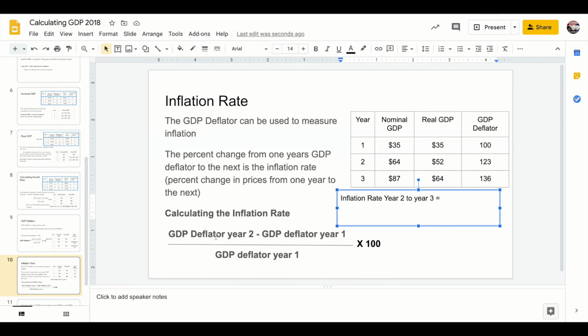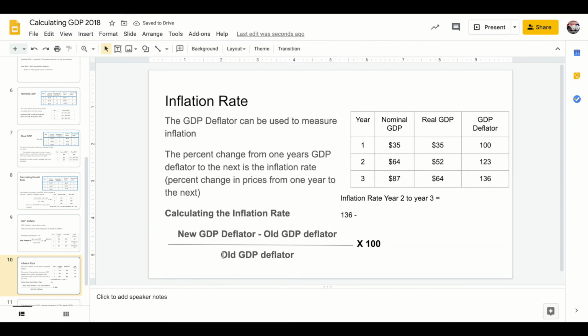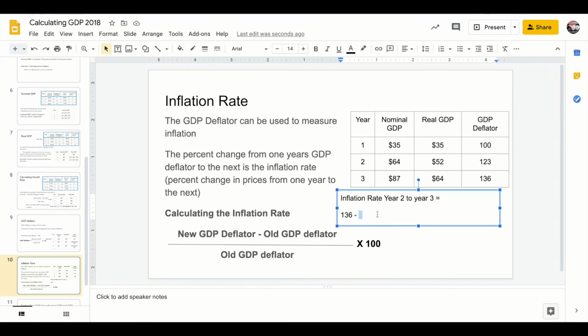So it's the GDP deflator year 2 minus year 1 divided by year 1 times 100. We're going to be looking at the inflation rate, or the percent change in our GDP deflator, from year 2 to year 3. So we're looking at the change in prices from year 2 to year 3. Another way to remember this is new minus old divided by old times 100. And so our new number is the most recent year, so year 3. New is 136 minus old 123 divided by old 123 times 100.